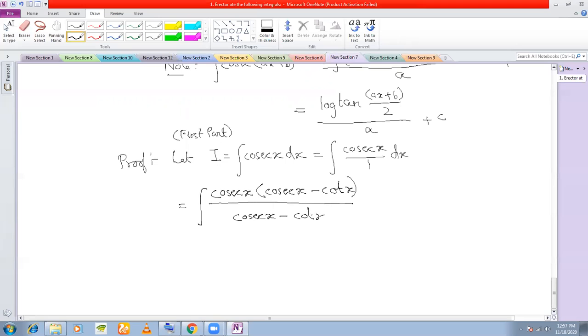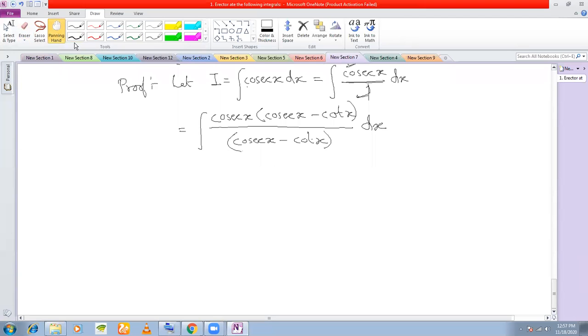Sir, can you explain this concept, cosec x minus cot x? See, this is cosec x, right? Cosec x, you can write cosec x divided by 1. Now this is your numerator, this is your denominator. Cosec x is your numerator, 1 is your denominator. So if you multiply the numerator by cosec x minus cot x, and multiplying the denominator also by cosec x minus cot x, that is what I have done. Now, why have I done this? We'll see after two steps.